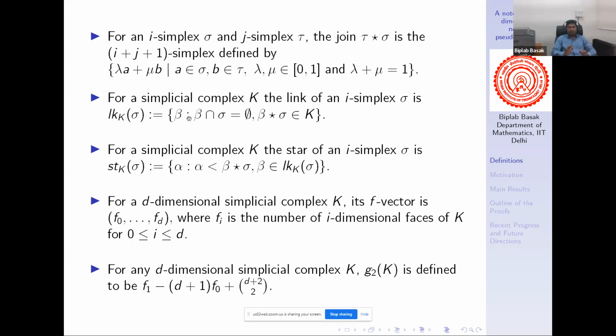So let K be your simplicial complex, and we want to find the link of an i-simplex sigma. Then the link of sigma will be the collection of all simplices beta in K that are disjoint from sigma, but their join with sigma is in K. Okay, so let's see this in an example.